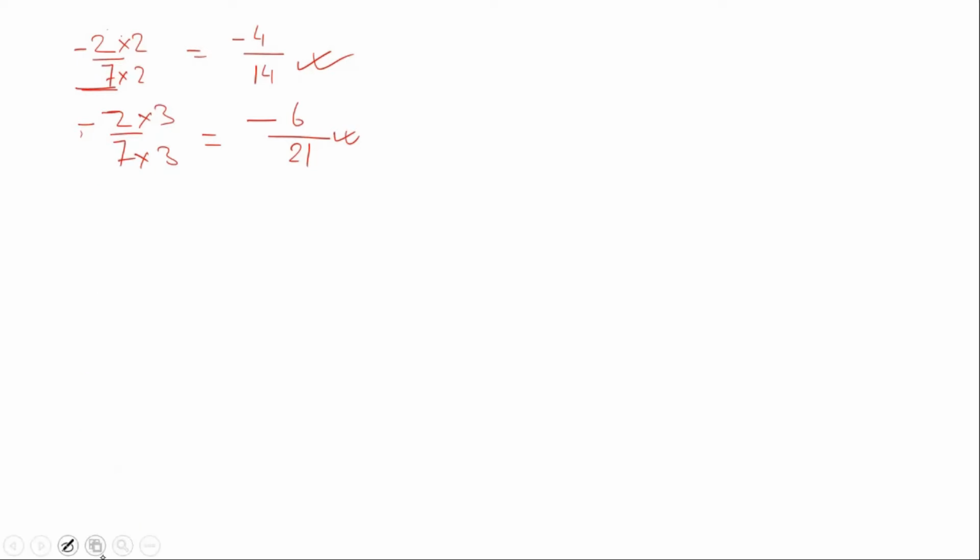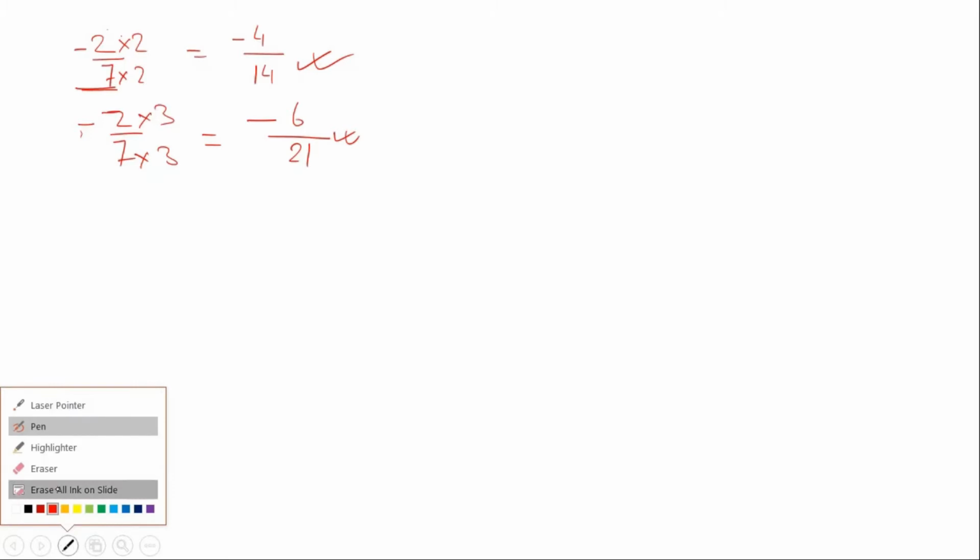The next topic we are going to learn is positive and negative rational numbers. If I write 5 by 7, it is a positive rational number, and if I write minus 5 by 7, it is a negative rational number. The next topic that we are learning is to convert a rational number into standard form.